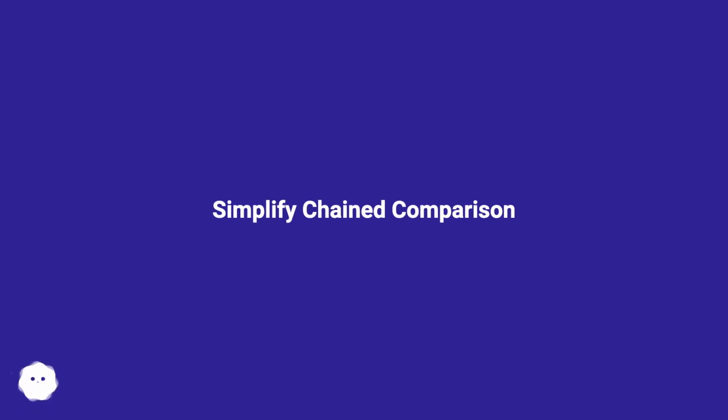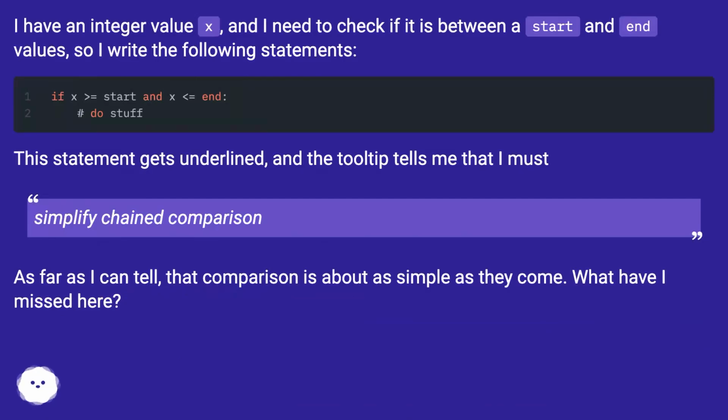Simplify chained comparison. I have an integer value x, and I need to check if it is between a start and end value, so I write the following statements. This statement gets underlined, and the tooltip tells me that I must simplify chained comparison. As far as I can tell, that comparison is about as simple as they come. What have I missed here?